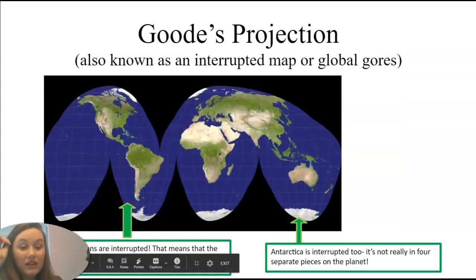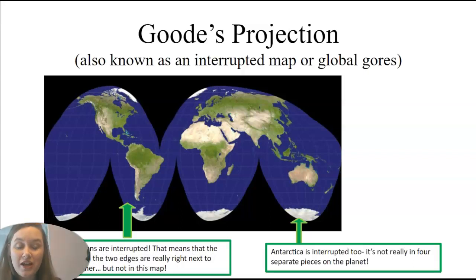All right, so there are lots of different map projections. The first one we're going to look at is the Goode projection. This is known as an interrupted map or a global gore. The ocean's interrupted. This is most like the orange peel. This means the points on the two edges are really supposed to be right next to each other, but not on this map. Antarctica's interrupted. It's not in 4 separate pieces for real. We know this.